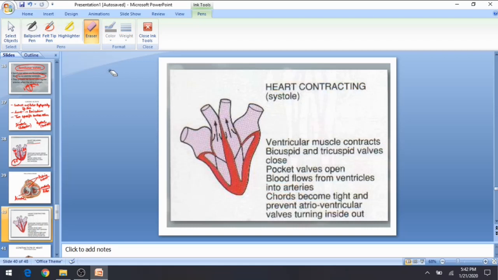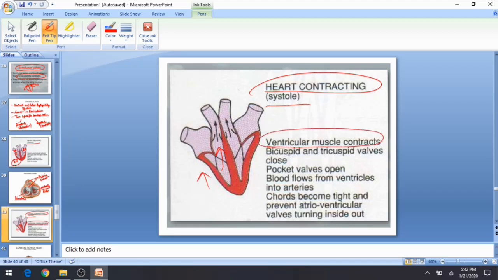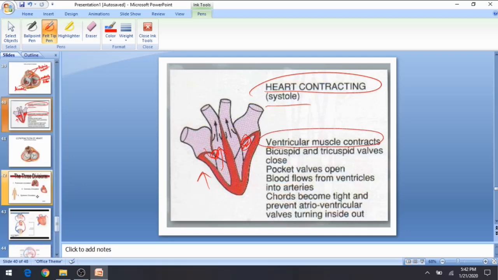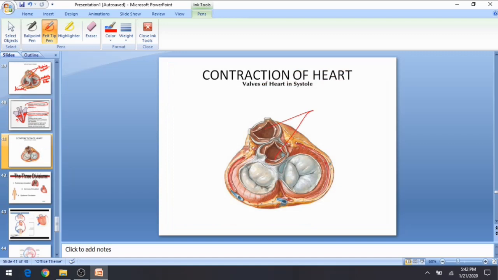Next diagram is systole, heart contracting, where blood moves from the ventricle region up towards the aorta and pulmonary arteries. Ventricle muscles contract, and the bicuspid and tricuspid valves automatically close. In this diagram you can see the arteries are open and relaxed while the two ventricles contract. This state of the heart is said to be systole.